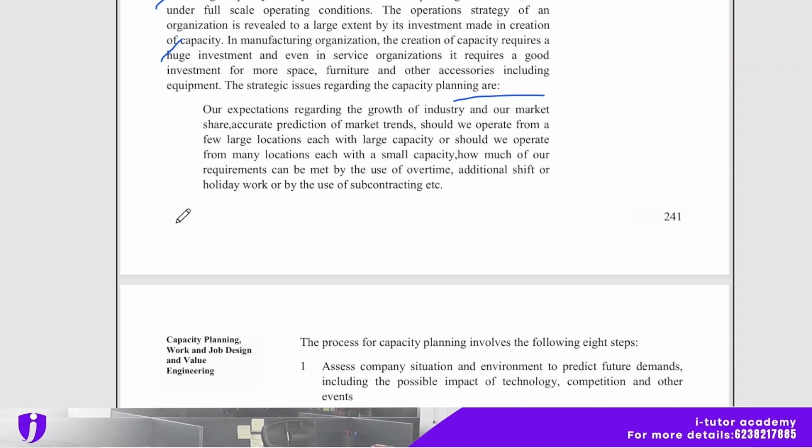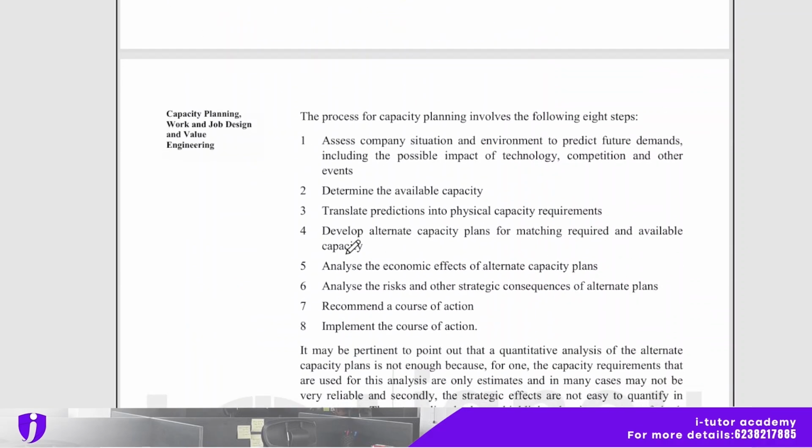Should we operate from a few large locations, each with a large capacity, or should we operate from many locations, each with a small capacity? And how much of our requirements can be met by the use of overtime, additional shift, or holiday work, or by the use of subcontracting, etc.? And the process of capacity planning involves the following 8 steps.